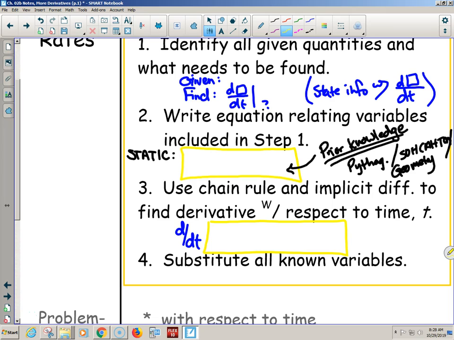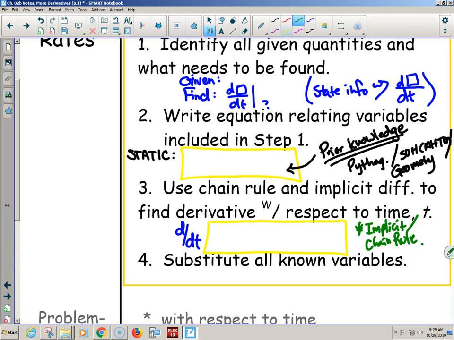So take a derivative of the entire thing. Don't forget your implicit differentiation, and your chain rule. Because after you take the derivative, you should have multiple rates. Each quantity that you want should have some sort of derivative, some sort of rate, some sort of d box dt. And then plug in all known variables.